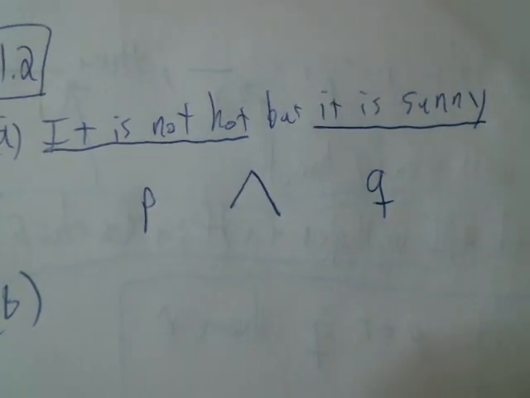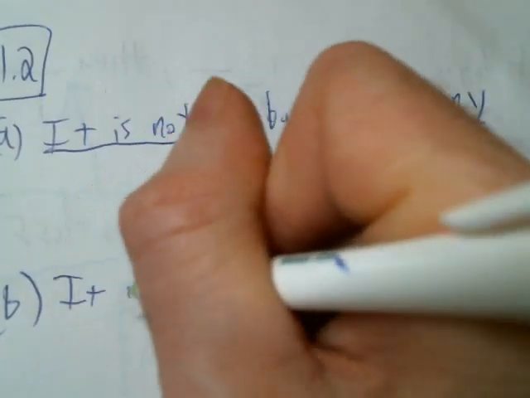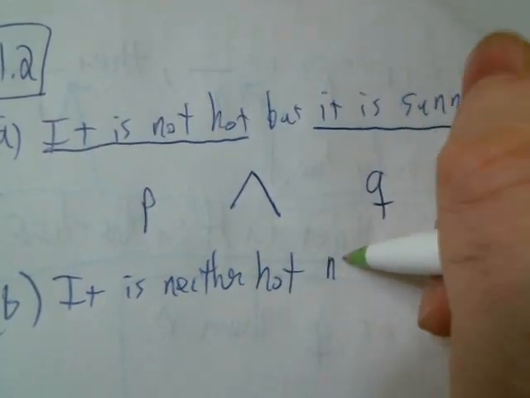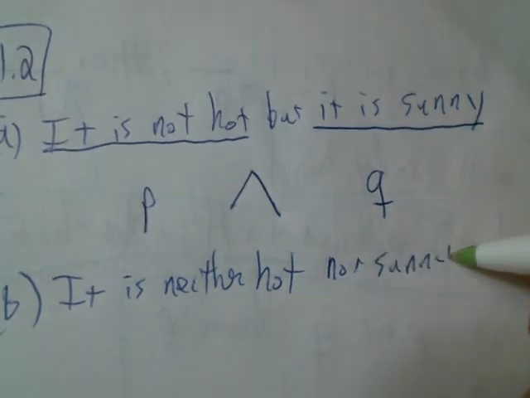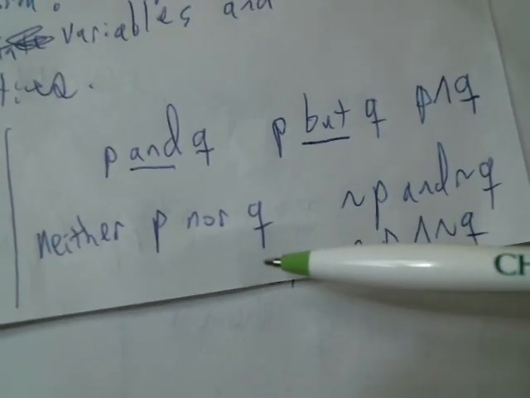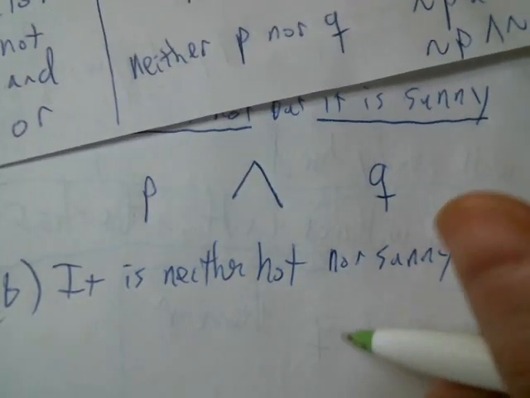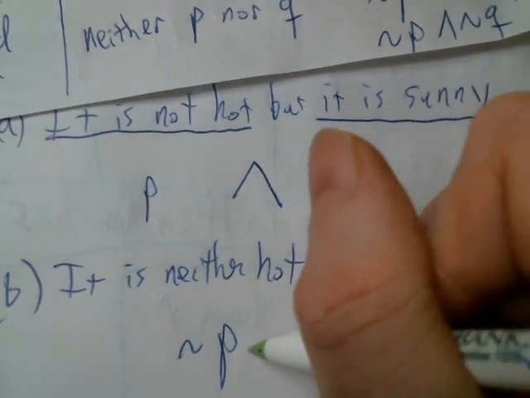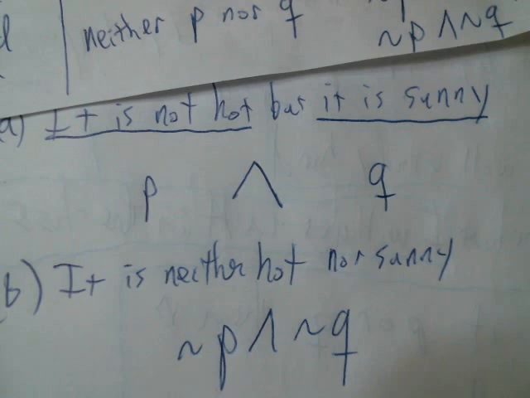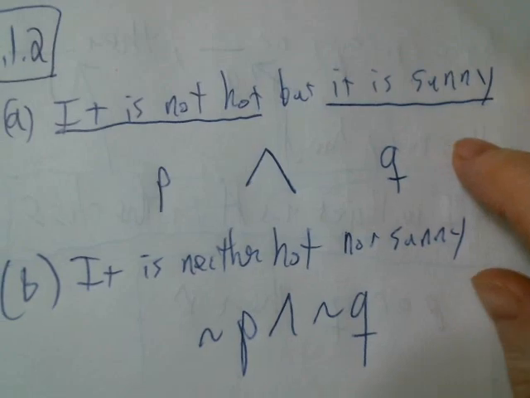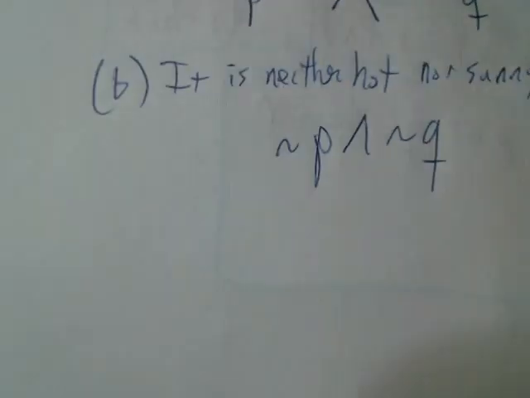For B, it is neither hot nor sunny. Right, so that was one of our weird, how do I translate this from English into symbols? And it's just this right here, right? So neither hot, so that would be not P, nor sunny, so and not Q. Or if you want to use different statement variables, I think the book uses H and S. You can use whatever you want to help you remember what the statement represents.